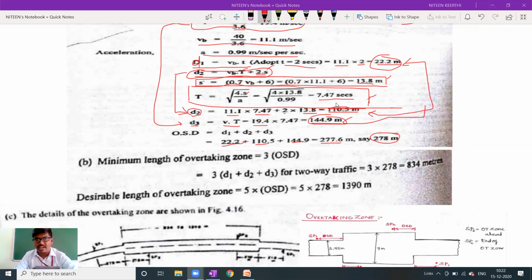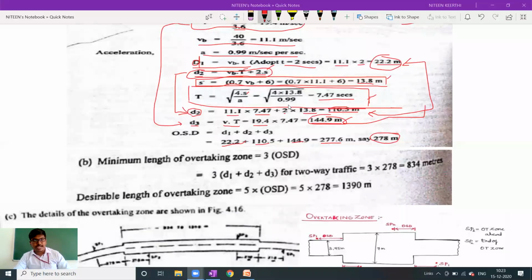So if needed, I will be sharing this OneNote with you in the group itself. You can just go through this OneNote, which includes all the sight distance notes, that is the analysis of stopping sight distance, analysis of overtaking sight distance, and so on.